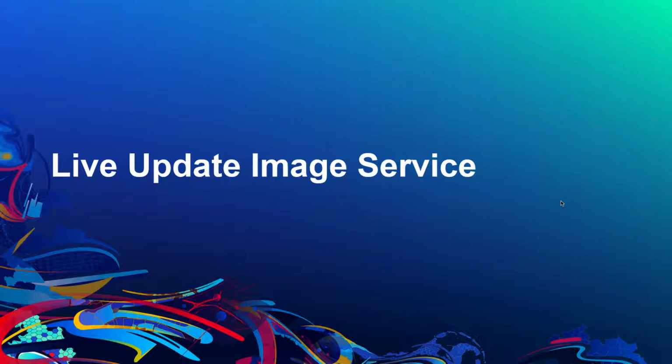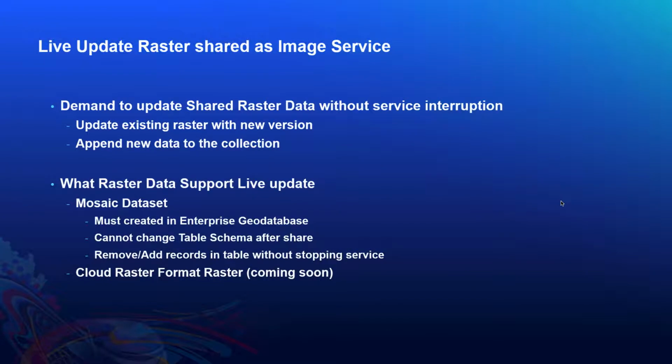Now I've shown you 3 data management and sharing scenarios. The fourth example I'd like to show you is how you can update the data shared as an image service without stopping the image service. What I refer to as live update is that there are a lot of user workflows where, once the raster dataset has been shared as an image service, there may be a need to update the raster dataset without stopping the service.